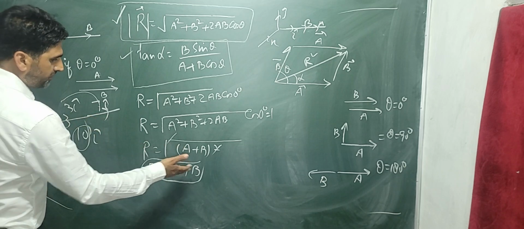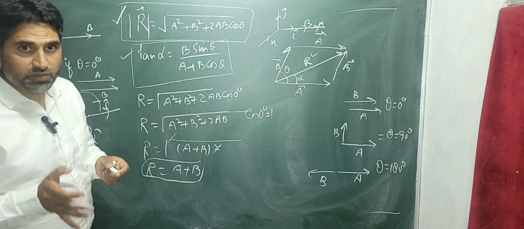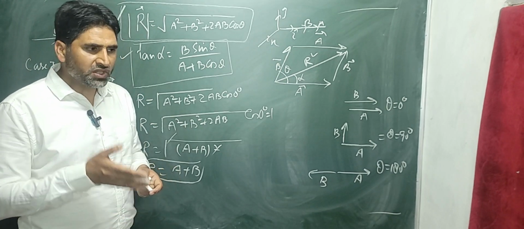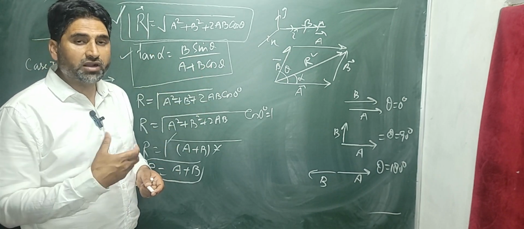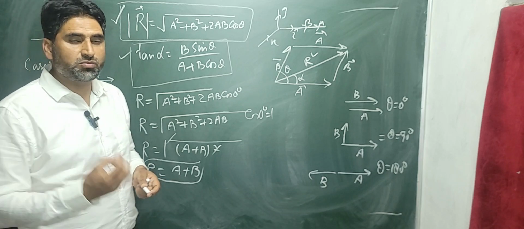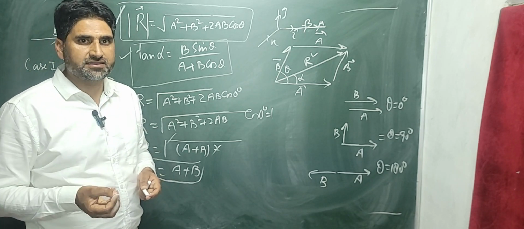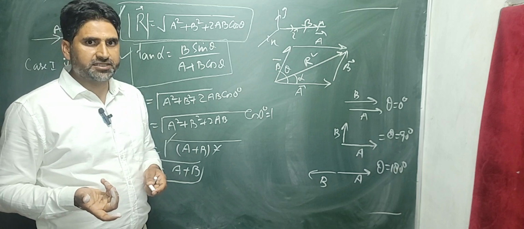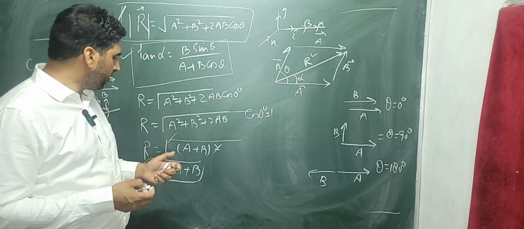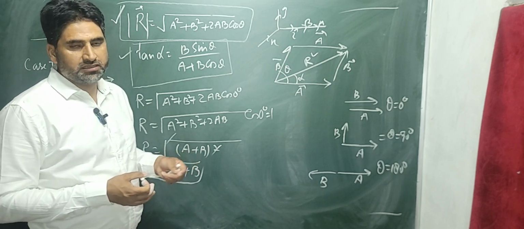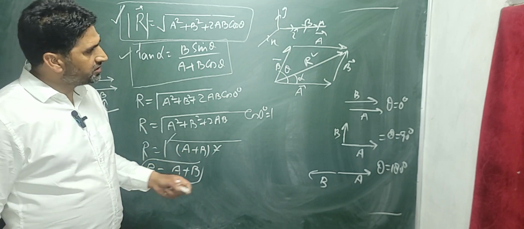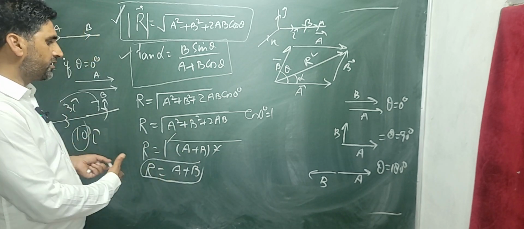So R is equal to A plus B means when the two vectors are parallel or in the same straight line, moving either along the x-axis, or both along the y-axis, or both along the z-axis, or in any direction. So simply you have to add them algebraically. There is no need to add them vectorially. Simply add them up, you will get the total resultant part.